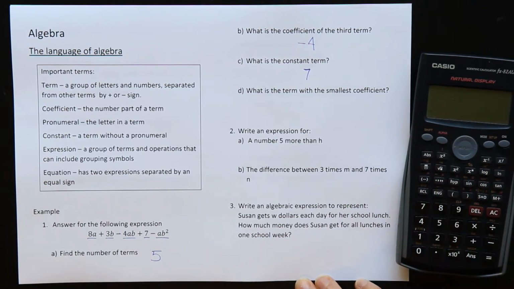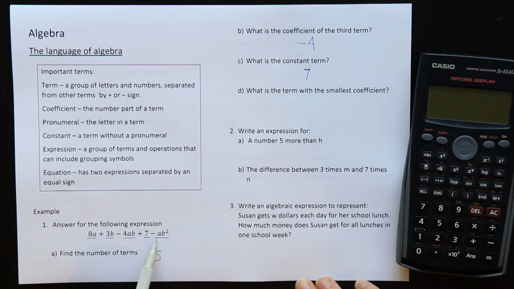Then D, what is the term with the smallest coefficient? So we're looking for the smallest number that I have in here. Now you'd be tempted to think that maybe this one might be the smallest. It's like no number would mean a 1. And it's actually even a minus 1.